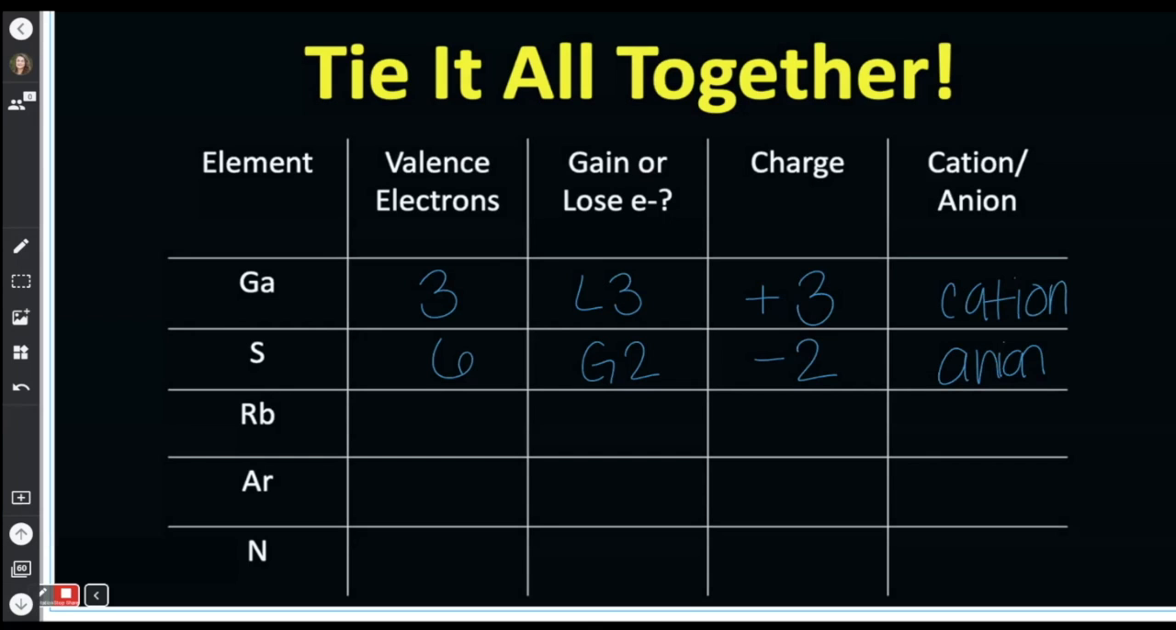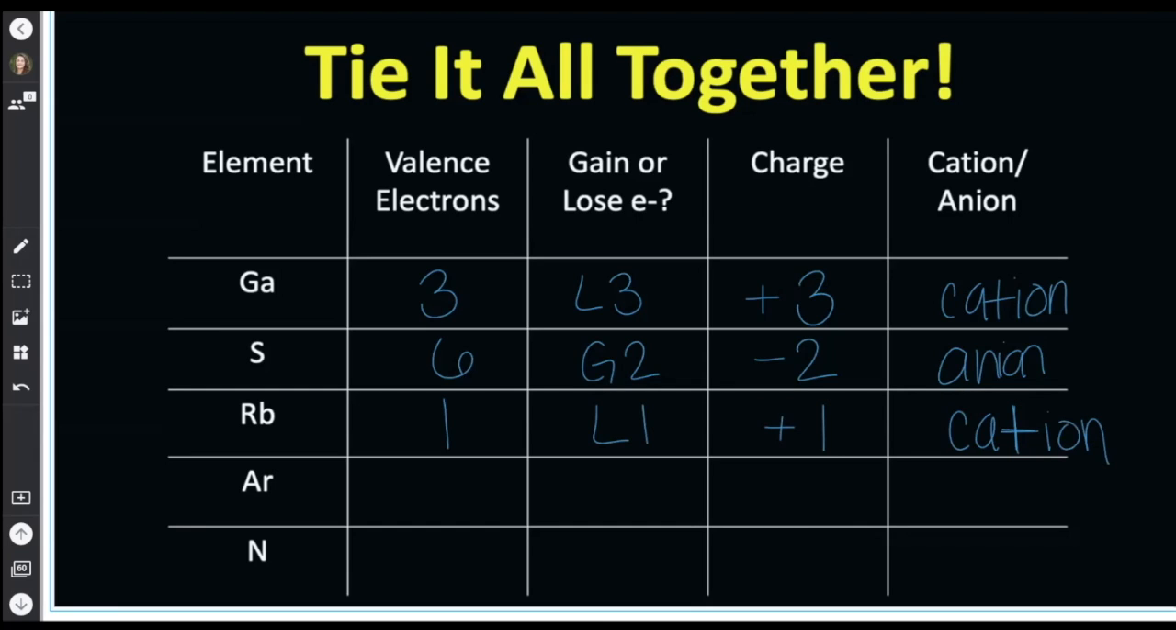We're coming to it. Rubidium. It's in group 1, so it only has 1. All right. Yes, it wants to lose to get to 0, which means I have a positive 1 charge, which is a cation, because that T looks like a plus.